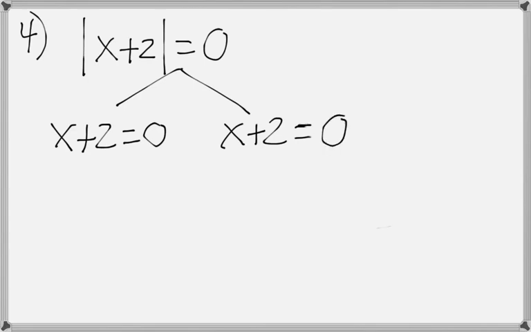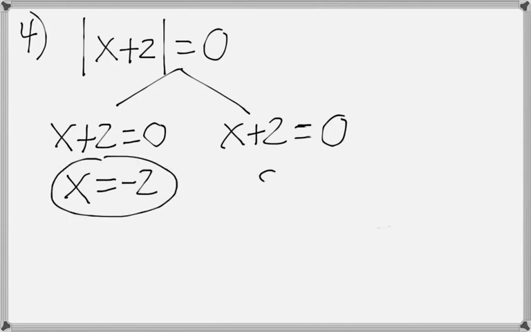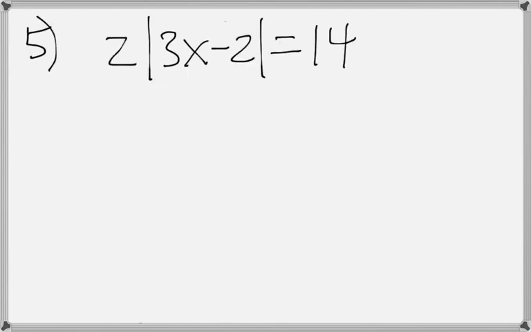So if you solve this left one, it's going to be x is equal to negative 2. If you solve the right one, it's actually going to be the same. So when it's equal to 0, you actually only have one unique solution. Let's go to number 5.